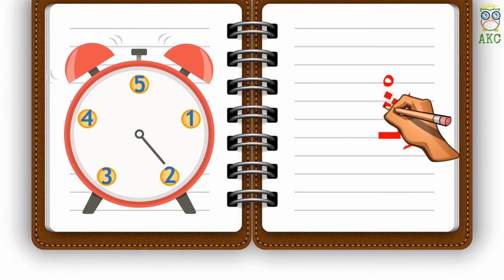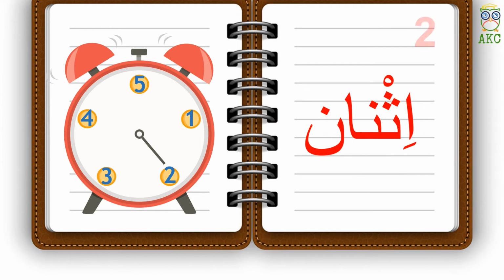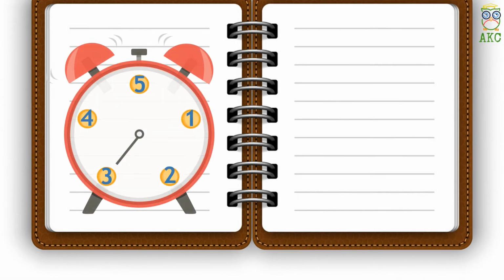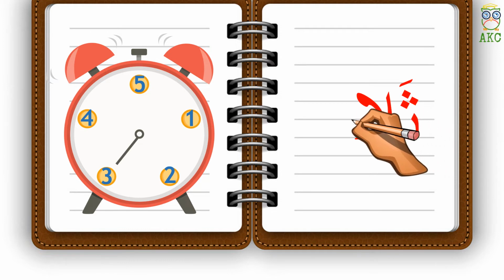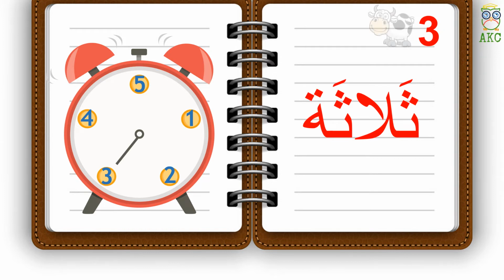اثنان. Right on the line. Two. اثنان. ثلاثة. Start from right side. Three. ثلاثة. Three. What's after ثلاثة?